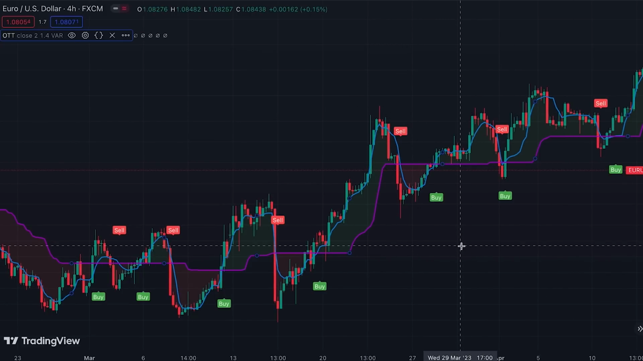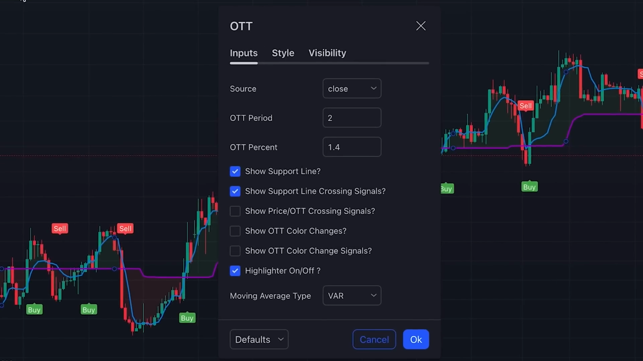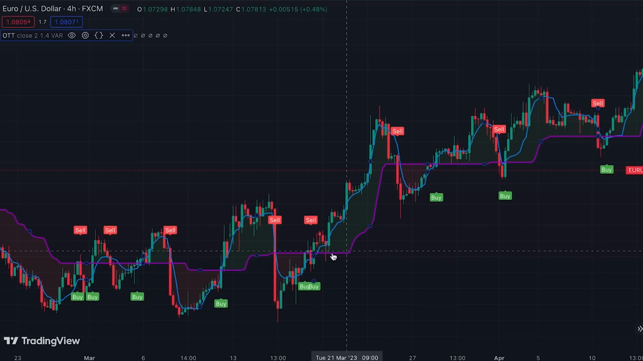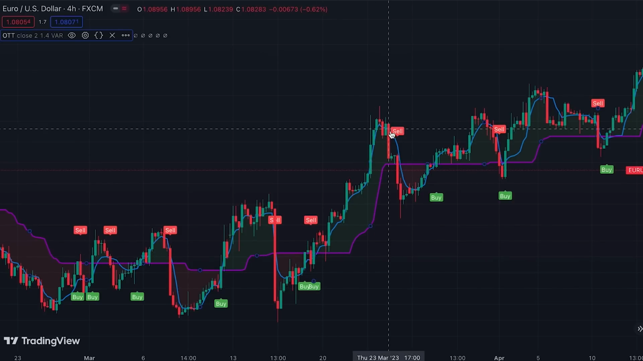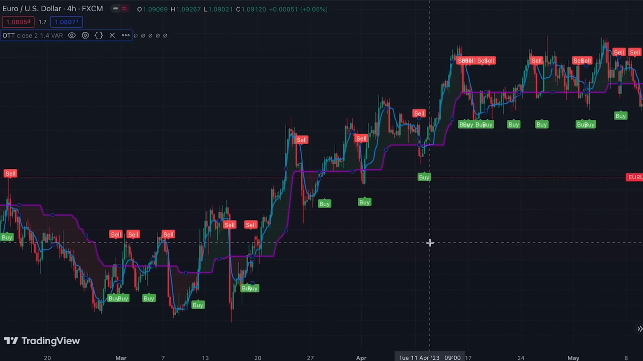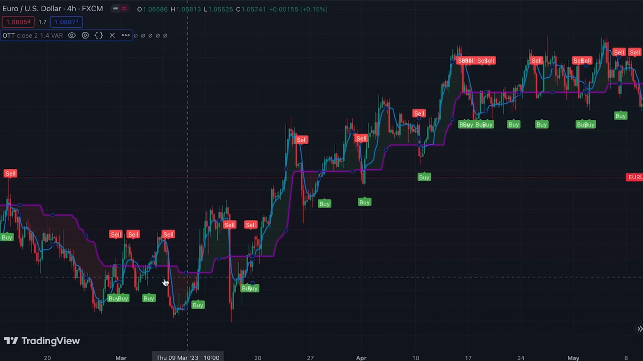The second type of buy-sell signals are based on the crossover of price and the OTT line, like what I explained earlier about the OTT line and how to interpret it when the price crosses above or below the OTT line. So when the price crosses above the OTT line, it's a buy signal, and when it crosses below the OTT line, it's a sell signal. With these types of signals, we have more false signals, especially in range markets.